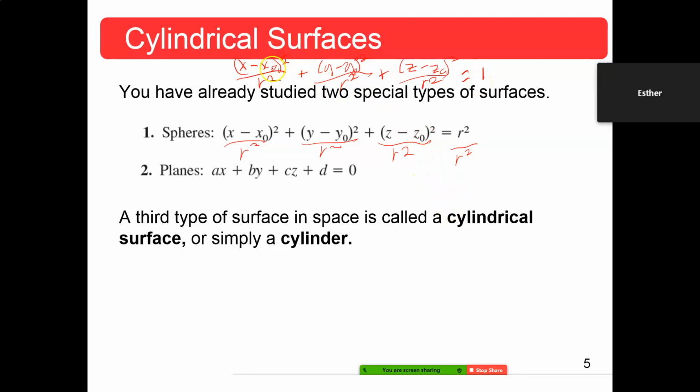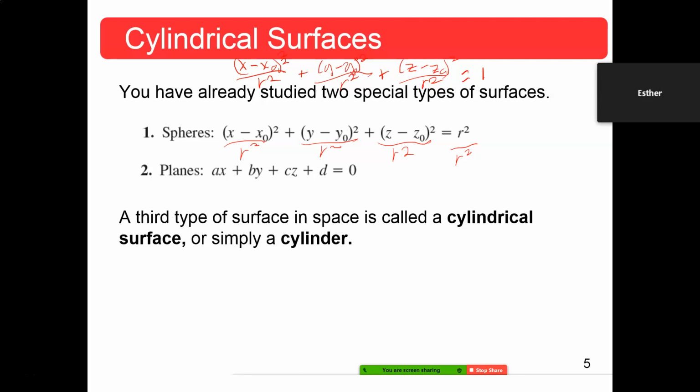Now, the other thing, every one of these is a plus sign. That's a plus sign, that's a plus sign, that's a plus sign. So anytime all three of your denominators are the same, and your numerator has a difference, the variable always is first, x minus, y minus, or z minus, then the numbers x0, y0, z0 come second. The x0, y0, z0 is the center of the sphere, and the r is the radius of the sphere.